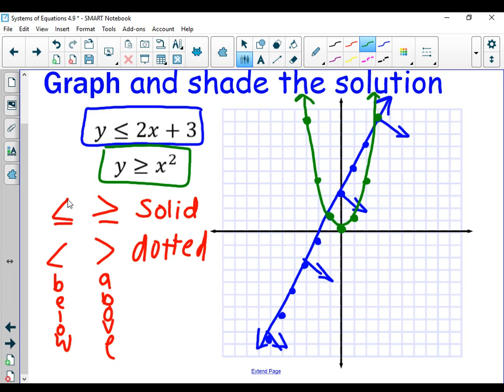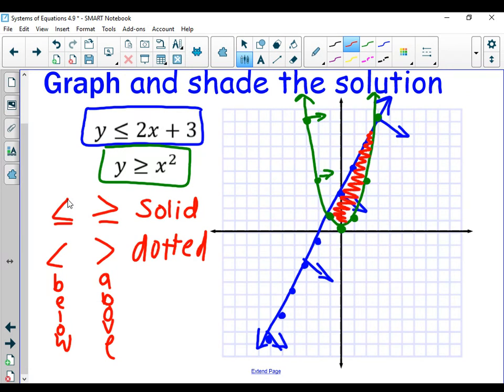And which one is this shaded? Above or below? Above. So that's everywhere inside the parabola. So it's anywhere inside here. So if you notice, my solution is where the 2 shading spots intersect. And that happens to be inside here.